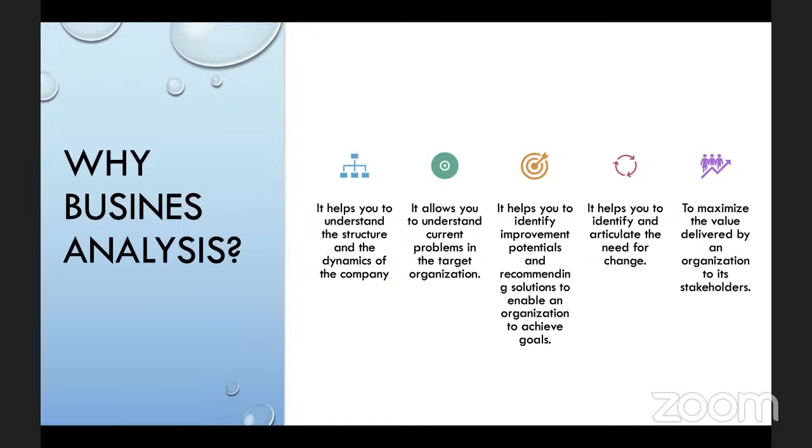Whilst in other jurisdictions, passport 10 days, 15 days, whatever number of days. There's a turnaround time, right? You can get it in hand, right? So we got to be able to figure out what really is the problem. What really is the problem here? So that is what analysis does. Number 3 here, it helps you to identify improvement potentials and recommend solutions to enable an organization to achieve its goals. So as you go through this analysis, you begin to list a couple of things.